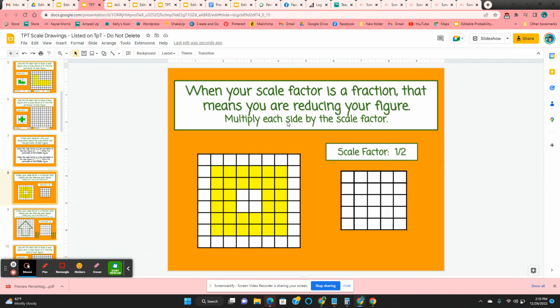Now they're given another figure. This time the scale factor is a fraction. So if the scale factor is 1/2, that means it's going to decrease in size. So each of these sides is going to be 1/2 the size. So they just need to divide by 2.